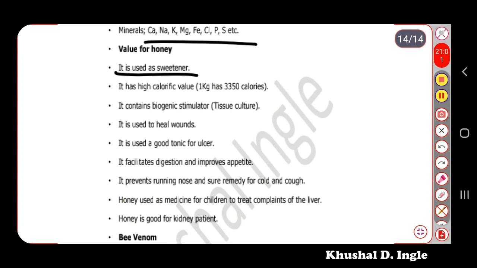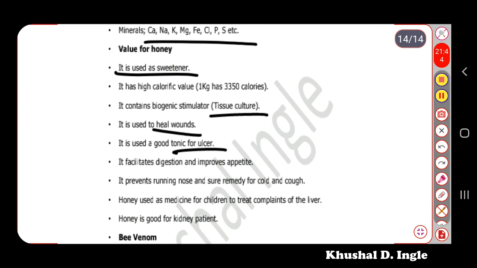It contains a biogenic stimulator, used in tissue culture. What is meant by biogenic stimulator? This honey helps to generate new cells. That's why during tissue culture it is used as a biogenic stimulator. Then it is used to heal wounds also, because the body uses this honey to heal its wounds. And again, it is used as a good tonic for ulcers also. Whatever the intestinal damage is, that is nothing but the ulcer. So to heal this ulcer, we use honey.